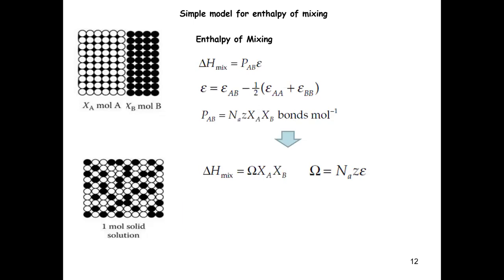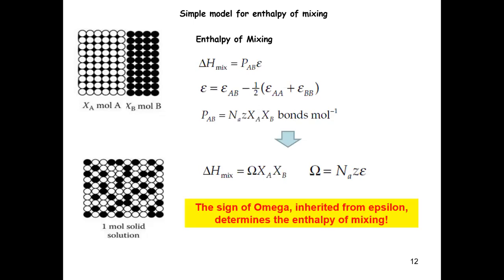So let me see what we have. But we can clearly see that if we take a closer look at this omega, this is going to play a more important role in determining the physics of the system. By physics, I mean possible phase transitions in the system, right? Because as we said before, the sign of this omega determines the sign of delta H mix, because we know both XA and XB are going to be positive.